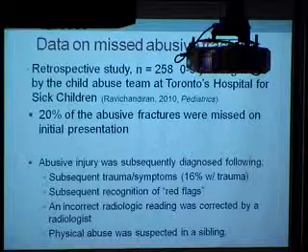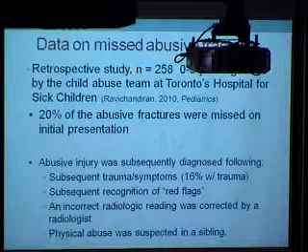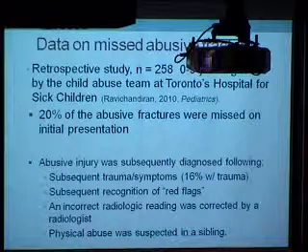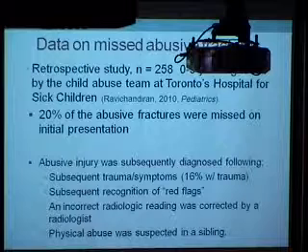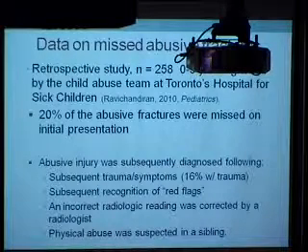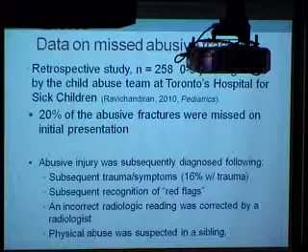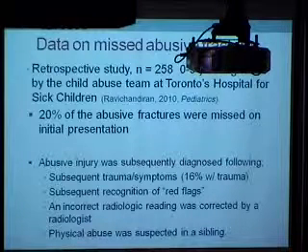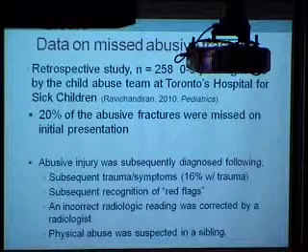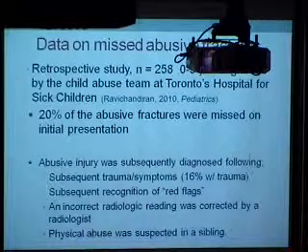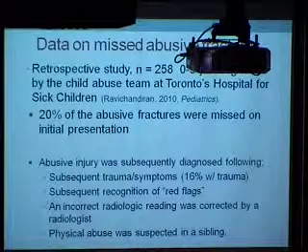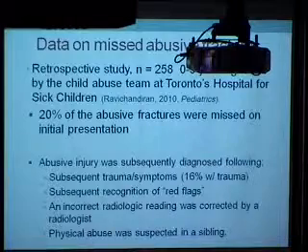There were subsequent red flags that were picked up by somebody, and then they called the family back and made the correct diagnosis. Sometimes an incorrect radiologic reading was done by the primary care provider who was seeing the patient, and then subsequent to that, radiology read the x-rays, made the correct diagnosis, and then they got the family back. And occasionally, physical abuse was suspected in a sibling, and then somebody put it together, and it got them back to the initial patient in this study.